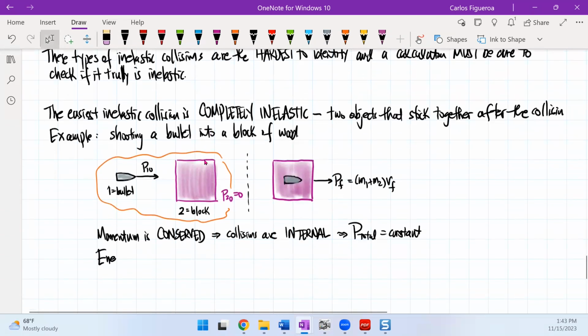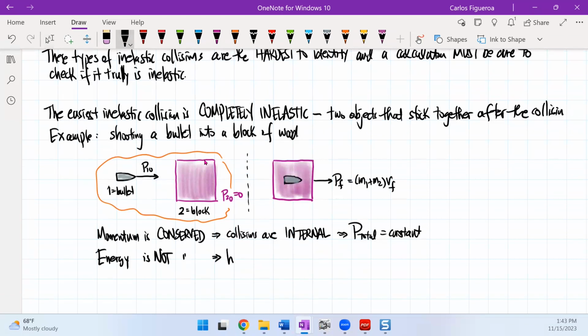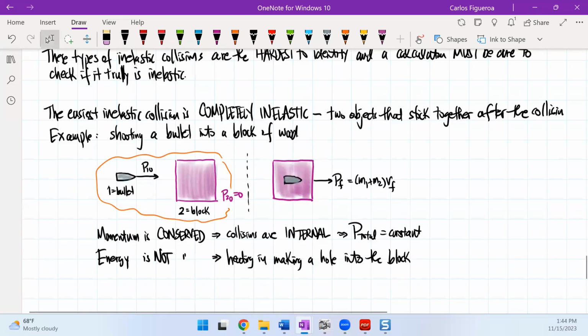Energy is not conserved. And the reason why is that there is heating in making a hole into the block. So some of the energy has to go in and deform the block in order to make a hole for that thing to occur.